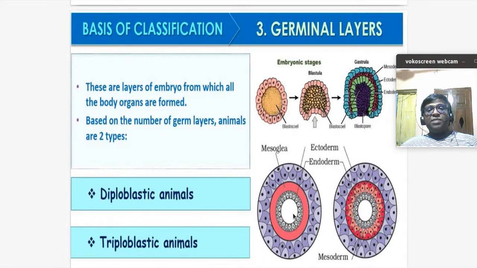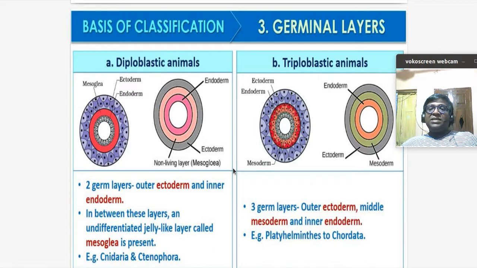So diploblastic and triploblastic animals are classified based on the number of germinal layers. If they have three germinal layers, that is ectoderm, mesoderm, and endoderm, we call them triploblastic animals. If they have two germinal layers, we call them diploblastic animals. So here you can see the details again. The first diagram, they might ask you during examination to draw it, or they might ask you during CET to identify them. The diagram of diploblastic and triploblastic.